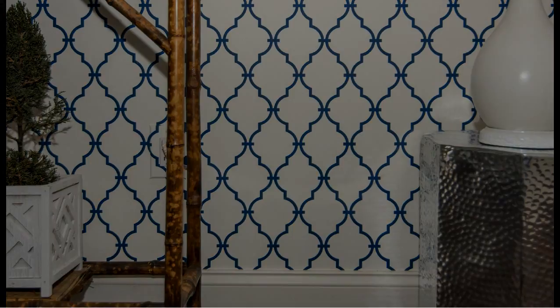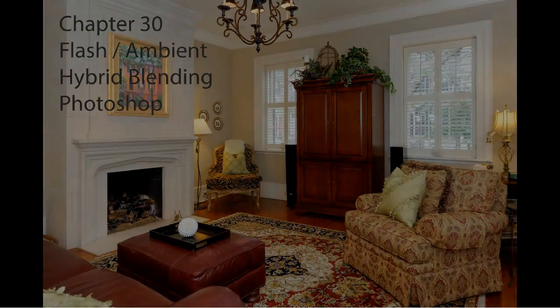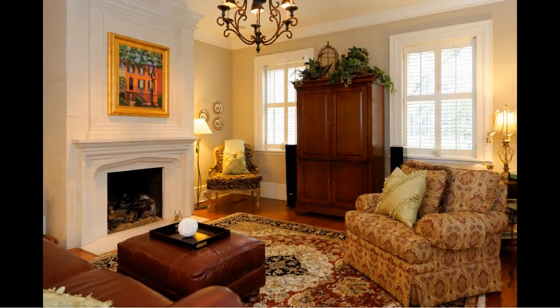Chapter 30 is not really an editing issue. It's more of a technique issue, and it's called Flash Ambient Hybrid Blending. So if you take a look at this image, the yellow light from the two lamps and the ceiling fixtures at the far end of the room is drowning that end of the room in a yellow color cast.